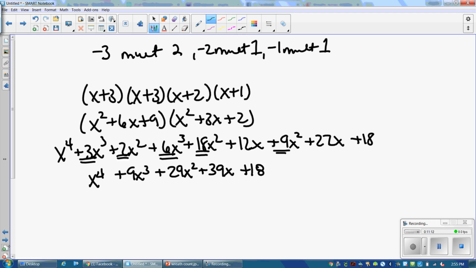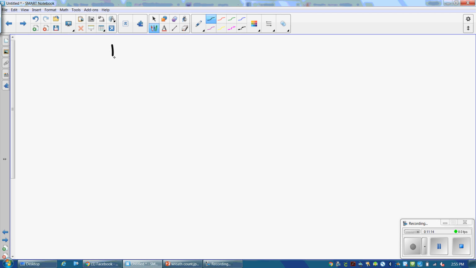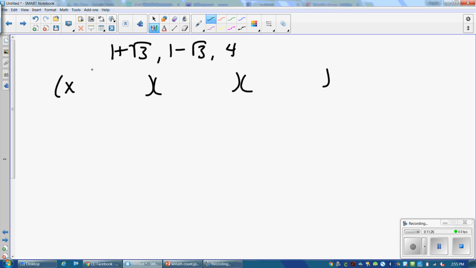All right, one more. I give you 1 plus the square root of 3, 1 minus the square root of 3, and 4. When you write these factors, if the zero is 1 plus the square root of 3, your factor is x minus that. So that'd be minus 1 and minus the square root of 3. And this will be minus 1 and plus the square root of 3, and this is going to be minus 4.